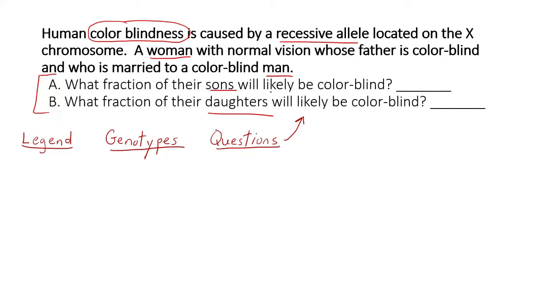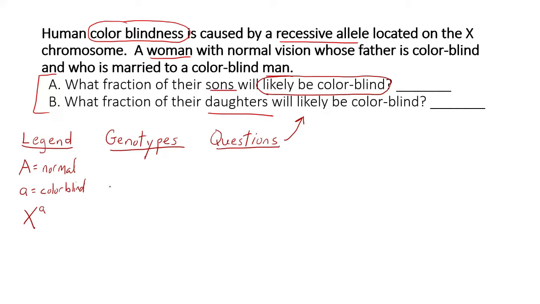And the questions are about who is likely to be colorblind, so it's really a question about the phenotype. And with that, it doesn't tell us what the dominant allele is, but we know that must be normal. In the case of diseases, that's usually the other option. But the recessive is colorblind.